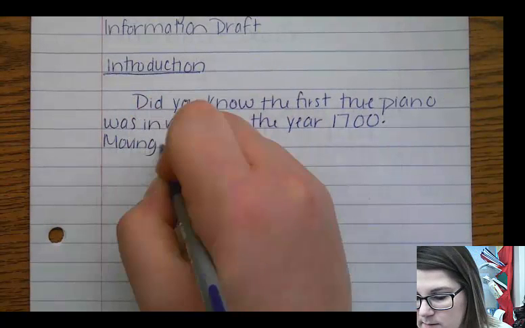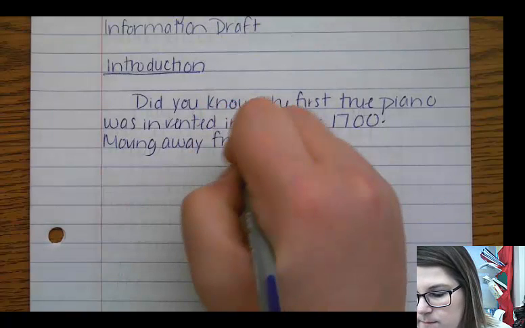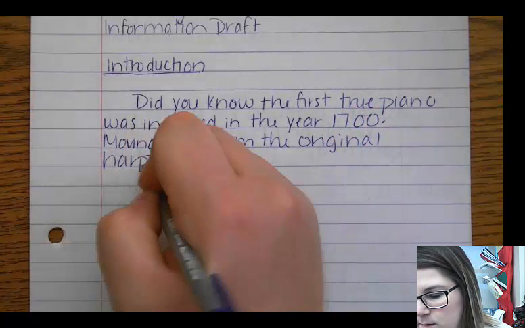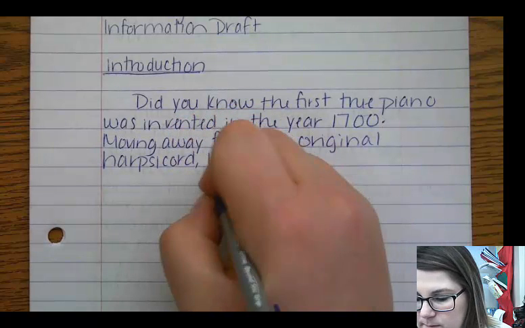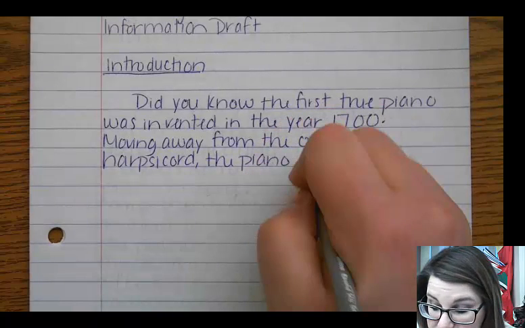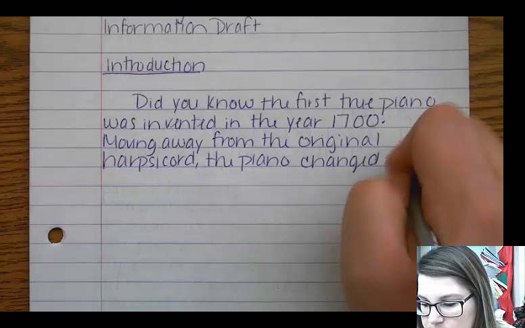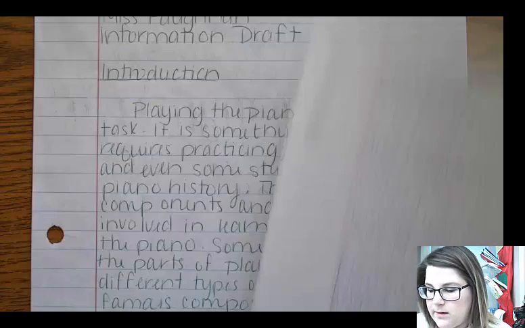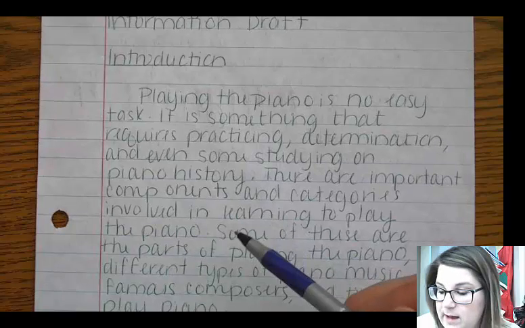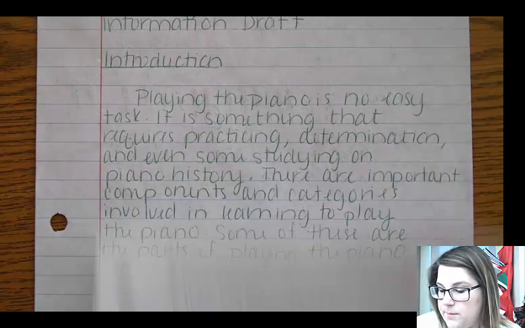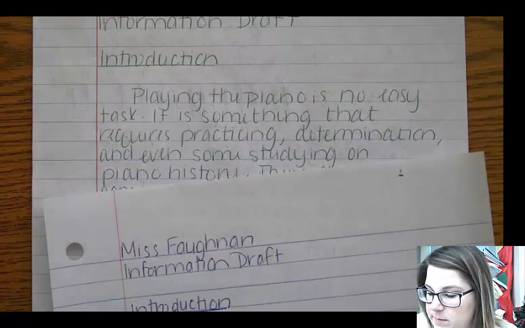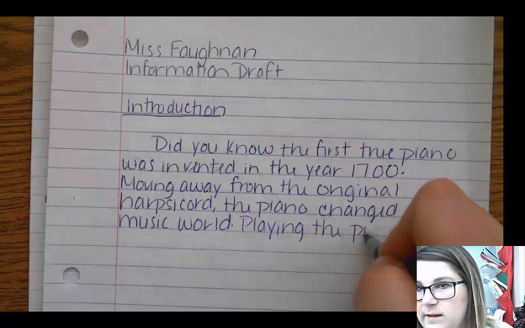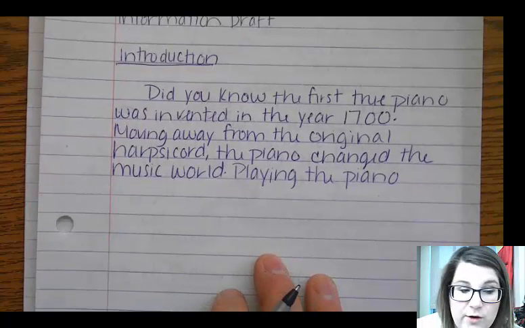Moving away from the original harpsichord, the piano changed the music world. And then I think I'm going to go on, because the rest of this introduction previews my topic, gives the categories that I'm going to talk about. So now I can jump in with playing the piano is no easy task. So notice I didn't really change much, but I changed the start of it to try to grab your attention.